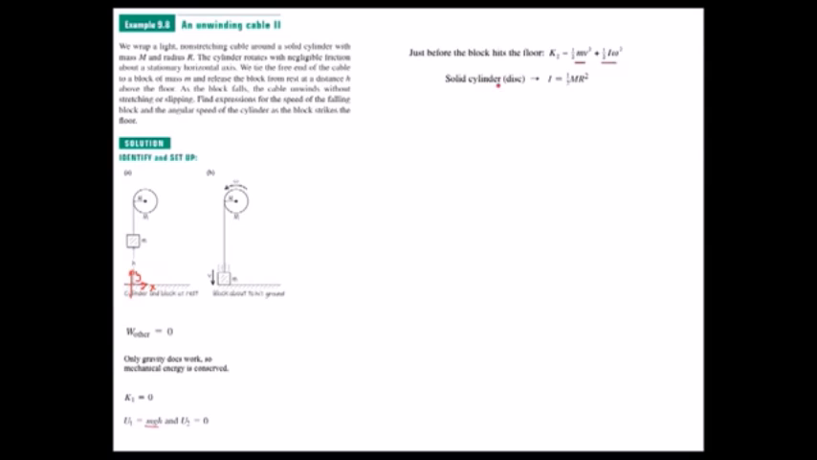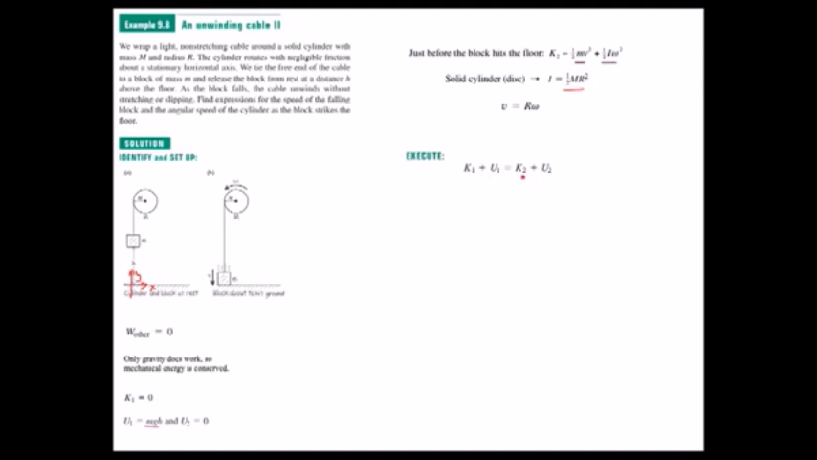We're going to treat the solid cylinder as a disk, and here's its moment of inertia. And we need a relationship between the speed of the block and the rotation rate of the cylinder. We note that points on the perimeter of the cylinder move with a speed that's equal to r times omega. So we can solve for omega in this equation and plug it into the kinetic energy equation.